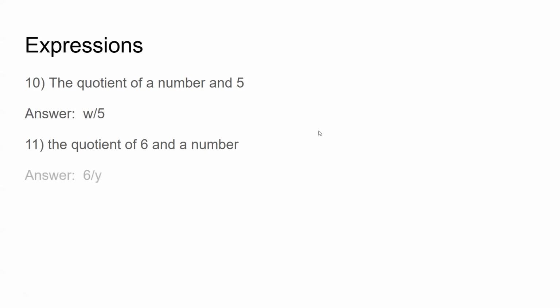The quotient of a number and 5. Quotient just means division. So it's going to be W divided by 5, or X divided by 5, or Y divided by 5. The quotient of 6 and a number, that's going to be the opposite. It's going to be 6 divided by a number, 6 divided by Y.